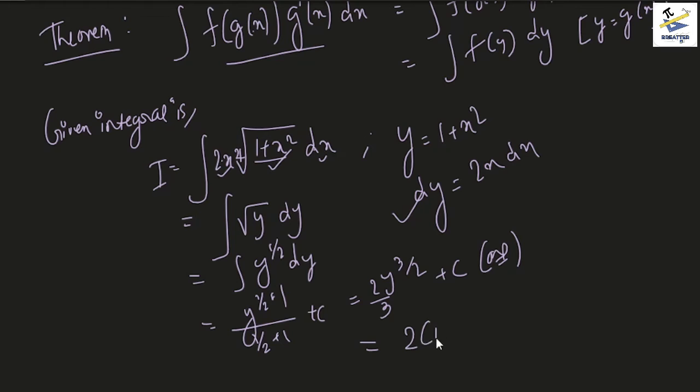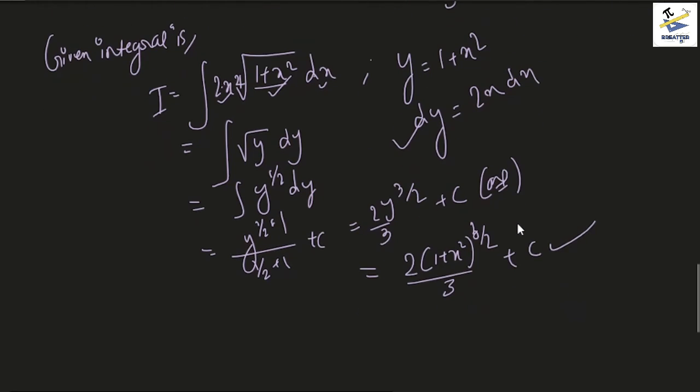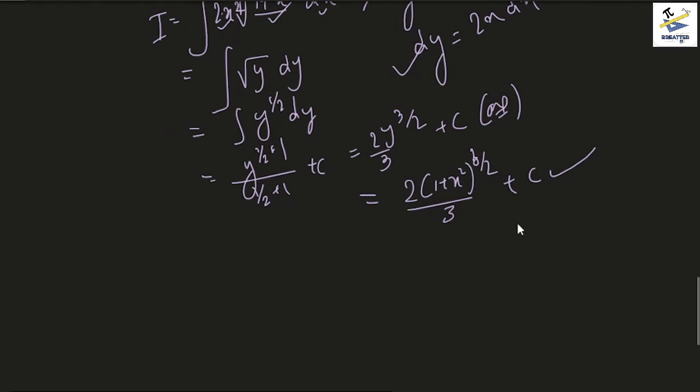So it is basically 2 into 1 plus x square to the power 3 by 2 whole by 3 plus c. This is our integral, right? So this type of integrals can be solved, but you need to be a bit cautious about them. So let us do another one.